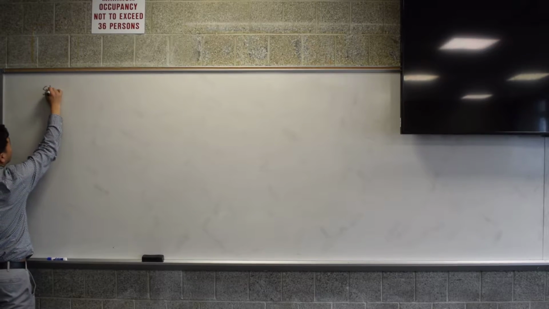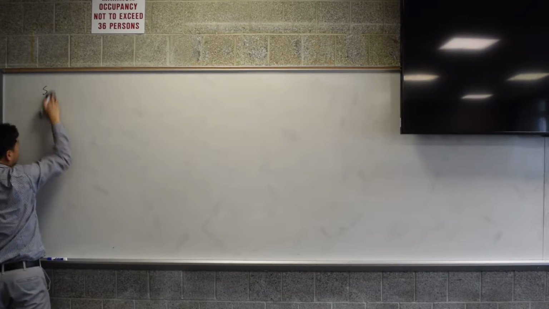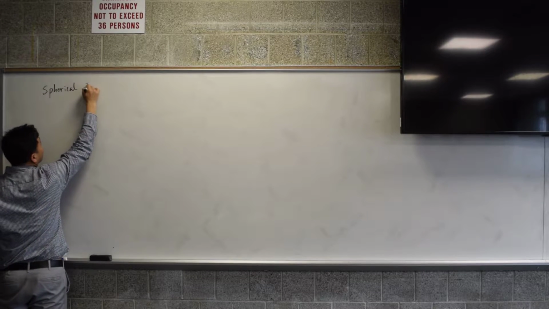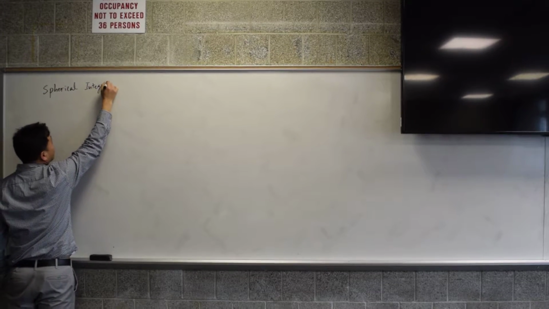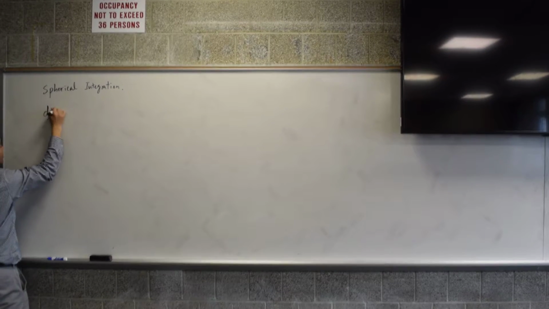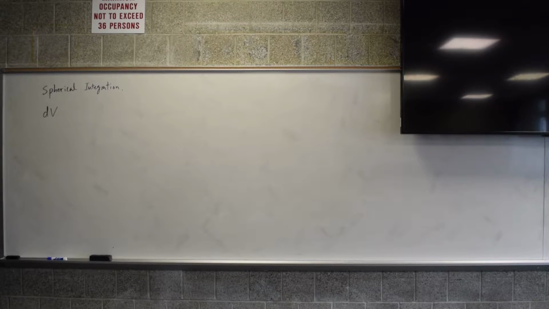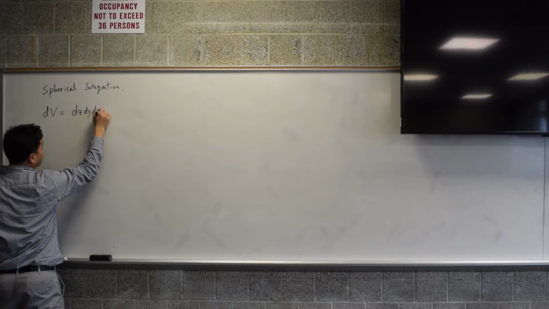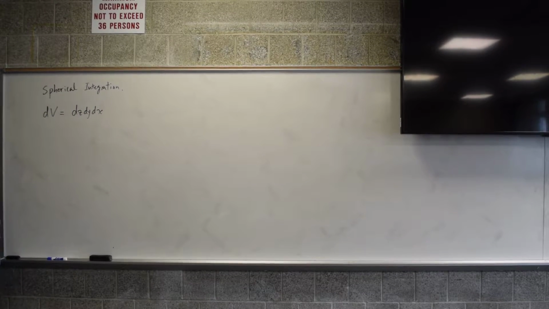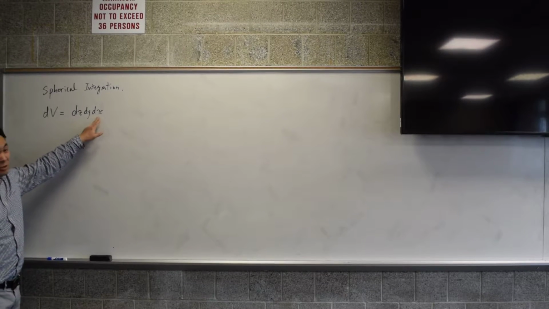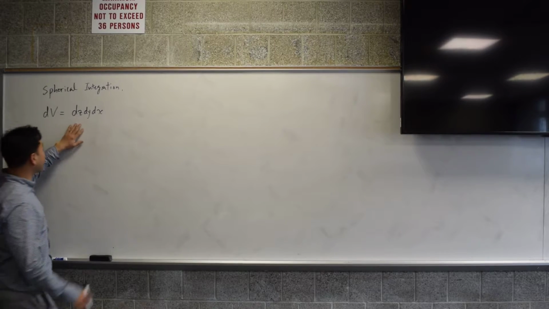So what I want to talk about is spherical integration, and more specifically, how to represent dV in spherical coordinates. Now we already know that dV is dz dy dx, or any different combinations of it, in rectangular coordinates. You don't have to be in this order. It could be dx dy dz, or any other order.